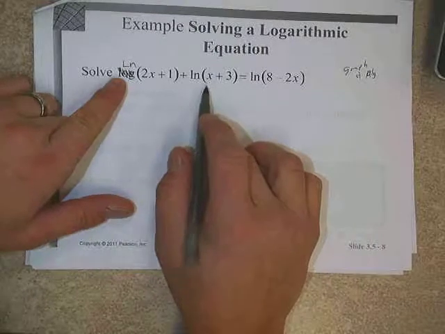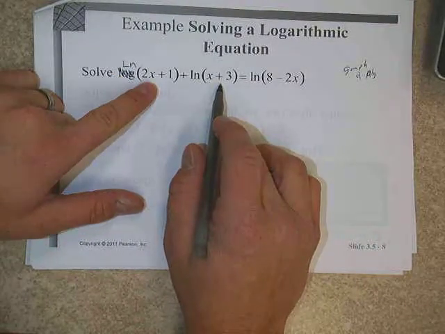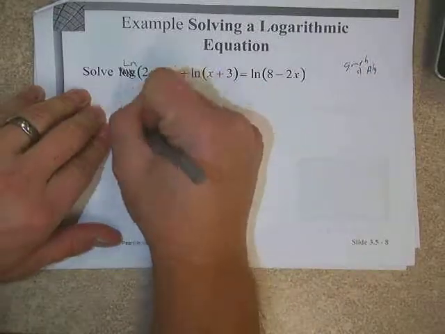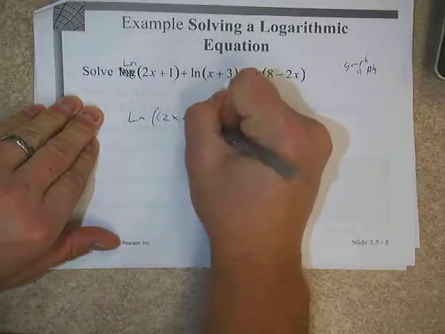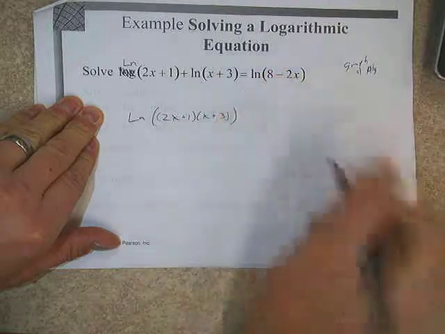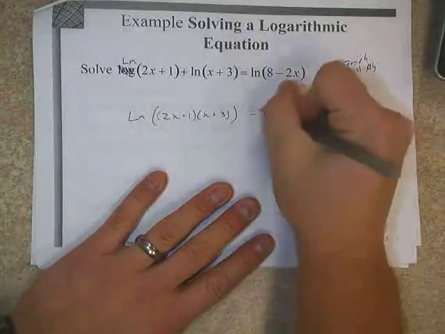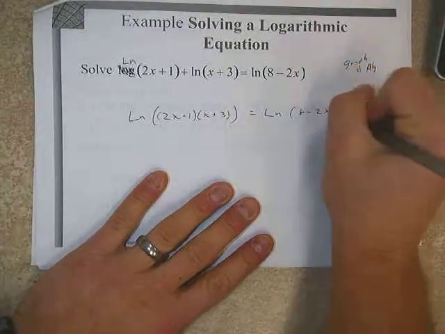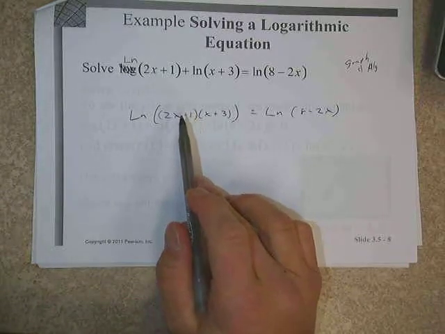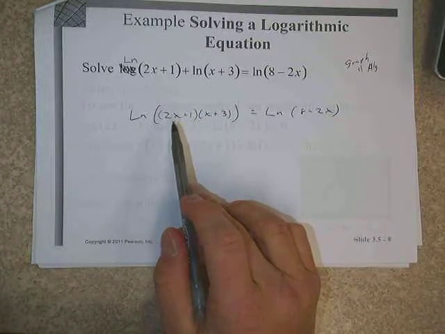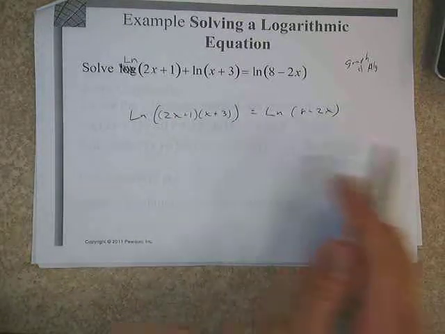Because when we have a logarithm of the same base, they're both natural logs, and we have two arguments here, and there's a plus between them, wouldn't that be the same as the natural log of 2x plus 1 times x plus 3? Couldn't I use my product rule? Had that been a subtraction sign, then it would have been the natural log of the quotient of those two. So we're just changing the form of the left side by using our product rule.